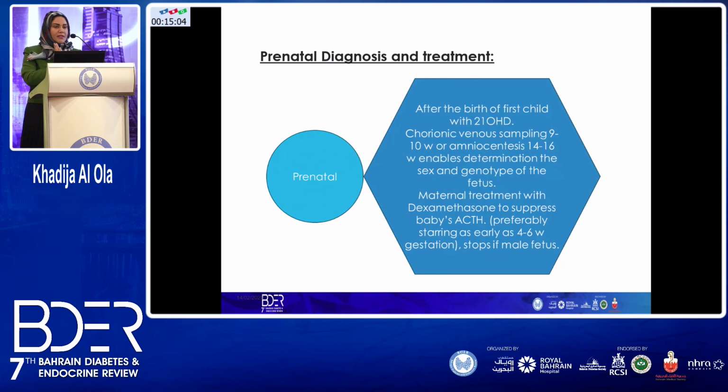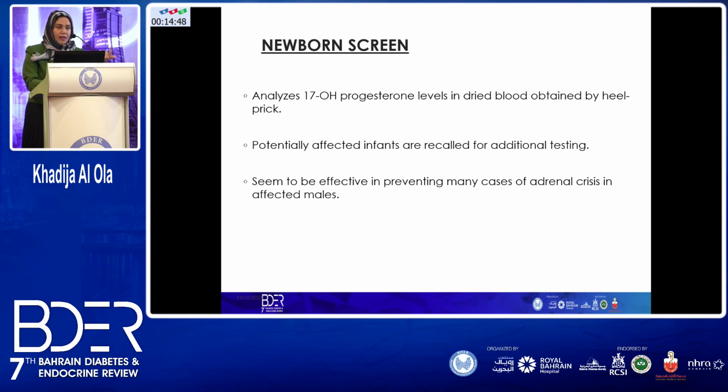We usually use this because the common type is 21. So if the fetus is a female, it is better to give the mother dexamethasone to suppress her own ACTH, so that she will not have ambiguous genitalia. If he's a male, no need to give. So prenatal diagnosis and postnatal newborn screening. It's done in Bahrain in all the government and private hospitals. They use the 17-OHP because the most common type, as I said, is 21-hydroxylase, and for potentially affected infants when it is high, we call them to come and we repeat the test.